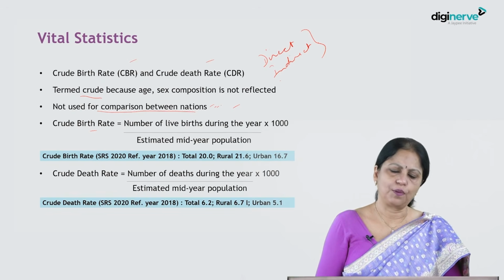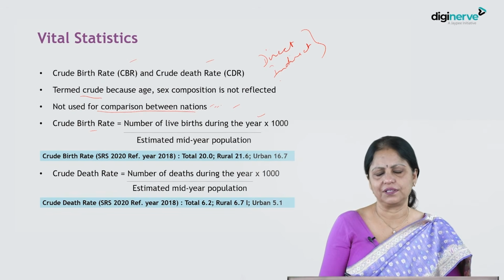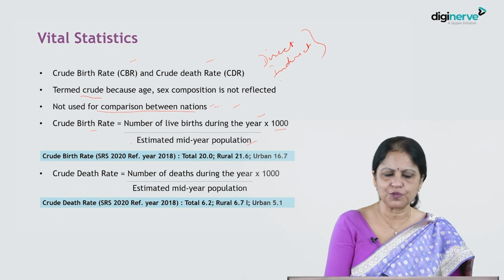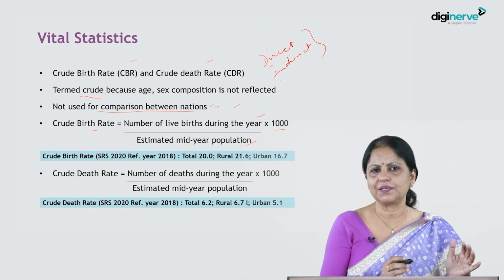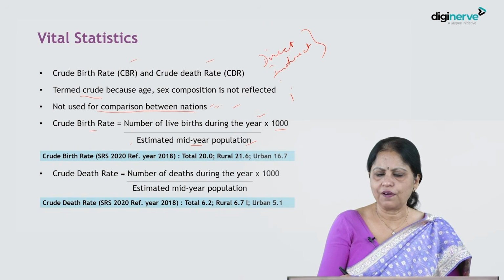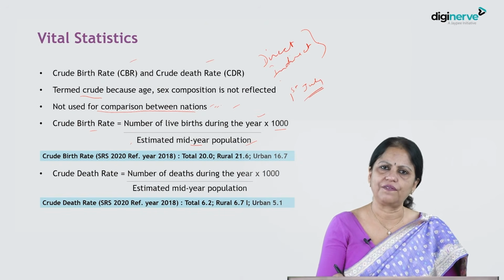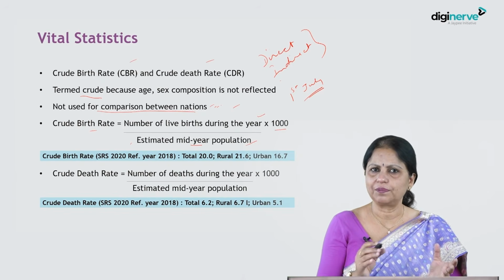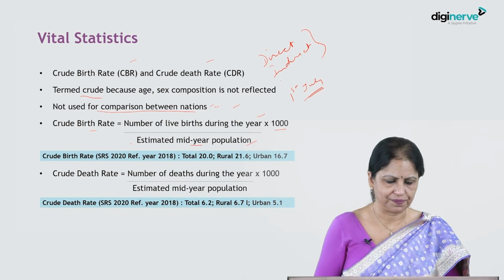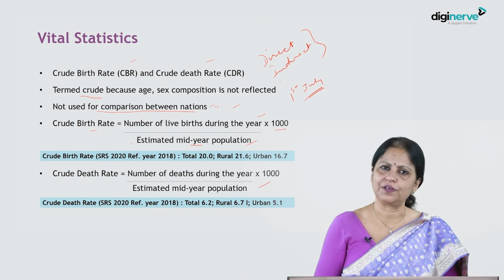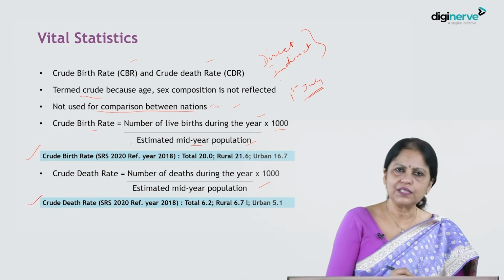So crude birth rate formula is number of live births during the year per 1,000 estimated mid-year population. Estimated because we calculate it from the census population. And mid-year population is the population on 1st July of any year. So from the census population, in subsequent years, the births are added and the deaths are removed, so that gives the approximate estimated population. And crude death rate similarly is number of deaths in the year per 1,000 estimated mid-year population. So these rates, you have to remember.